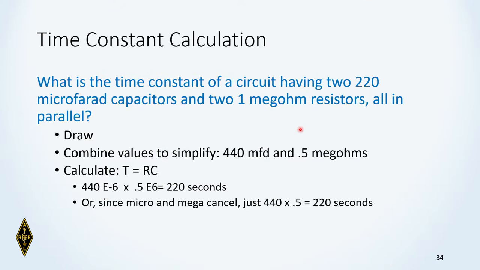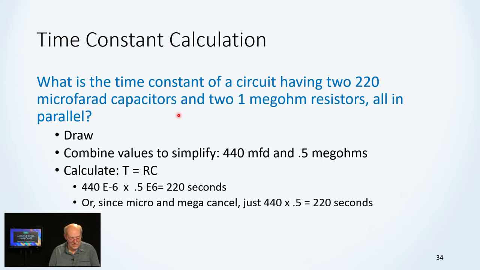All right, and here's the calculation question. What is the time constant of a circuit having two 220 microfarad capacitors and two 1 megaohm resistors all in parallel? I mentioned the examples in this chapter all deal with series. This is an exception. So the easiest way to do this is to draw it out, and then you simplify the circuit down to just a single capacitor and a single resistor, and then do the calculation.